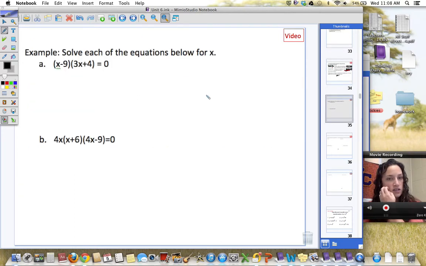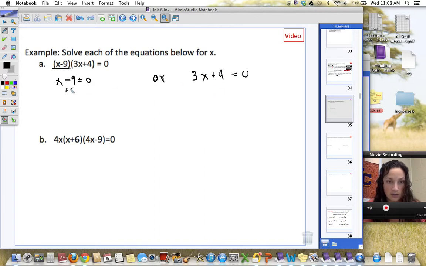So we're going to solve each of the equations below for x. All that means is that there's two factors, so one of them is going to equal 0. So all I'm doing is setting each of them as mini equations equal to 0. I'm going to take this first one. So I have x minus 9 equals 0, or I'm going to have 3x plus 4 equal to 0.